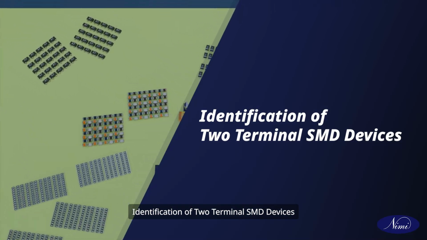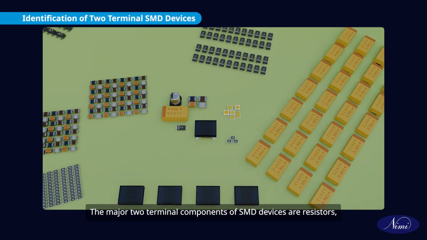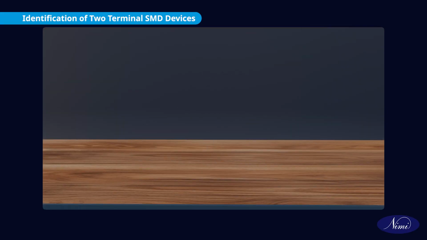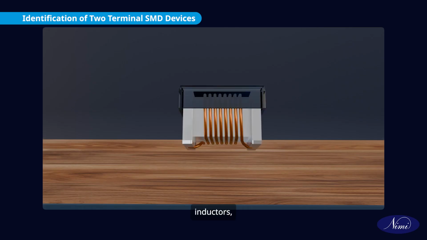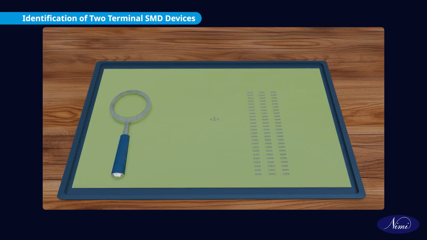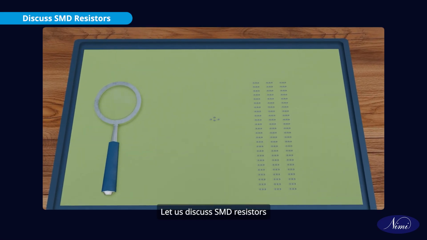Identification of two-terminal SMD devices. The major two-terminal components of SMD devices are resistors, capacitors, inductors, diodes, and LEDs. Let us discuss SMD resistors.